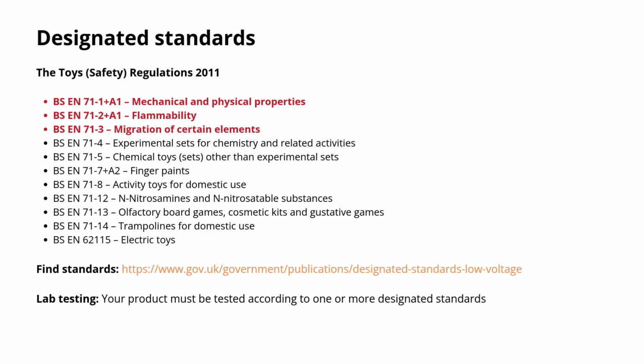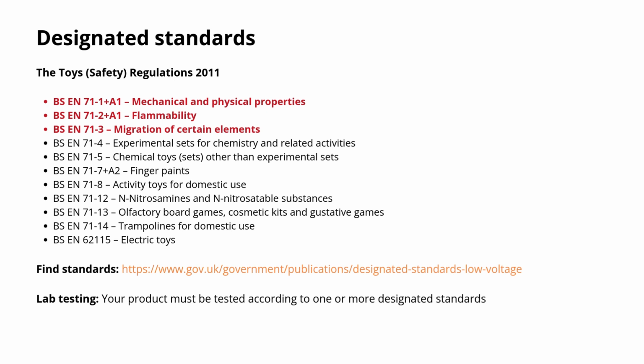So the first thing you need to do is to identify the designated standards under the toy safety regulations that apply to your product. And generally, this means you will be looking at the list of EN 71 parts. The very first one covers mechanical and physical properties, that refers to small parts or parts that could potentially break apart, could be a choking risk, for example. That's covered under EN 71-1.